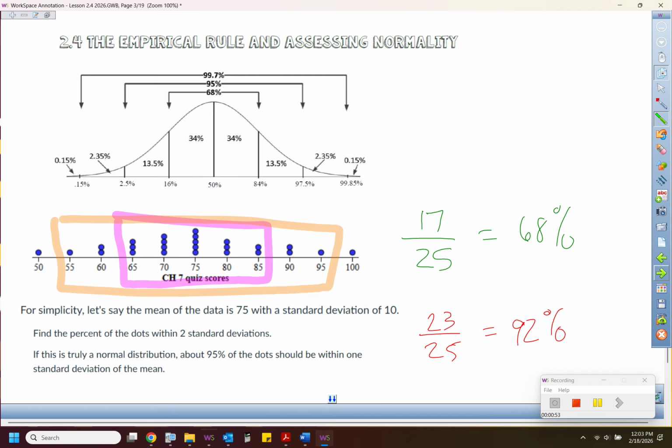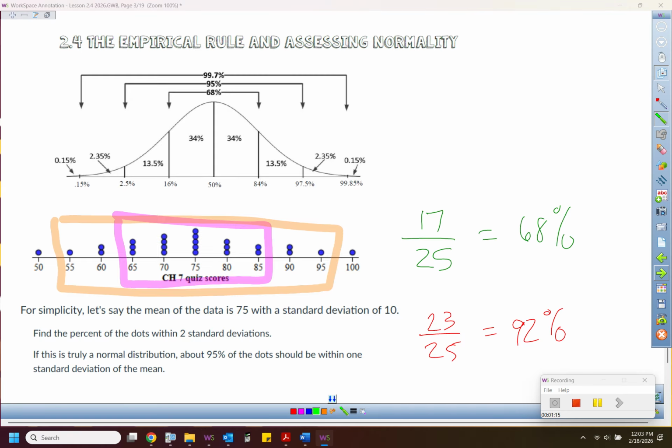Then within two standard deviations, there were like 23 dots out of 25. What's interesting is a lot of people ask, do you count up the original 17 that were in the middle? And the answer is yes. So if you made that mistake, that's very normal. That was like 92%, which is pretty close to 95%. So we're going to have some parameters on that.